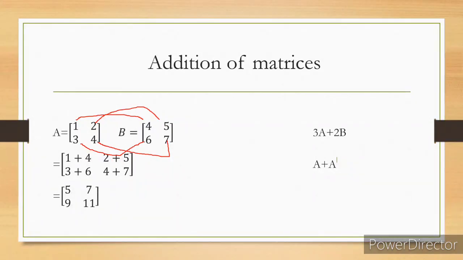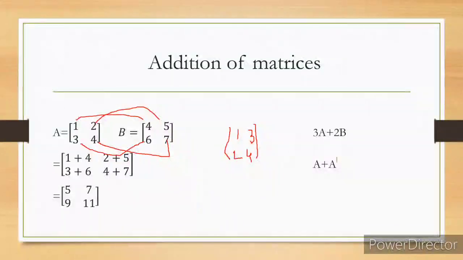Even in this they can ask you 3A plus 2B, A plus A transpose. A transpose simply means the columns will be converted into rows and rows into columns. If you take the example of 1 2 3 4, 1 and 3 are in a column and will be converted into a row, 1 and 3, and 2 and 4 are in a column and will be converted into a row, 2 and 4. This is A transpose, which is enclosed in the brackets.